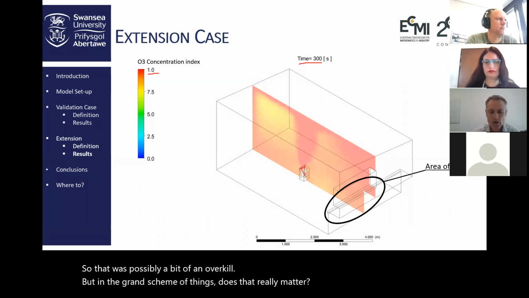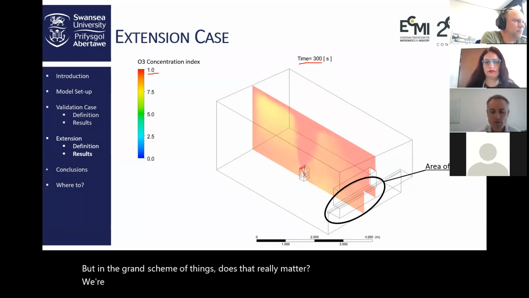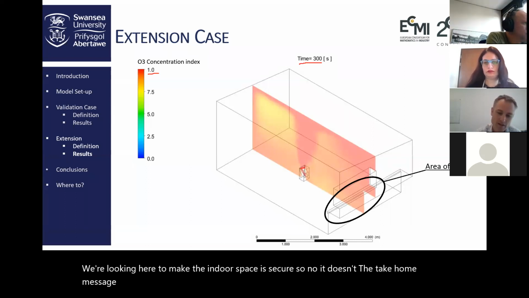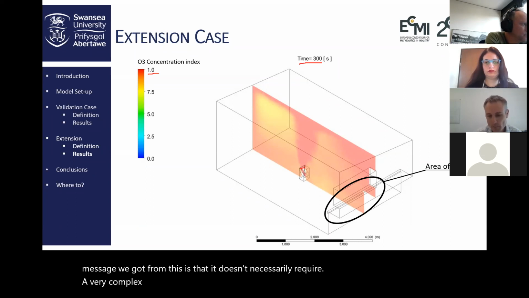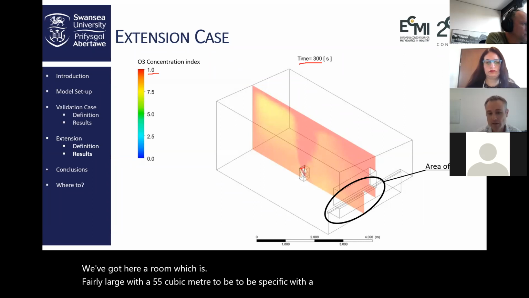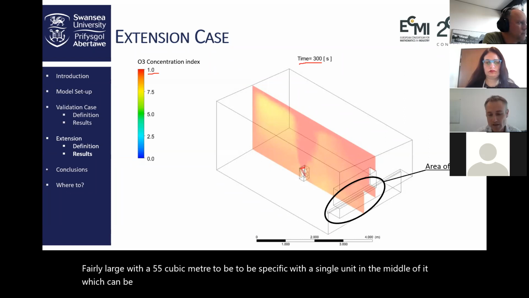We're looking here to make the indoor spaces secure. So no, it doesn't. The take-home message we got from this is that it doesn't necessarily require a very complex circulation system. We've got here a room which is fairly large, 55 cubic meters to be specific, with a single unit in the middle of it, which can be sterilized in a time well under 10 minutes.